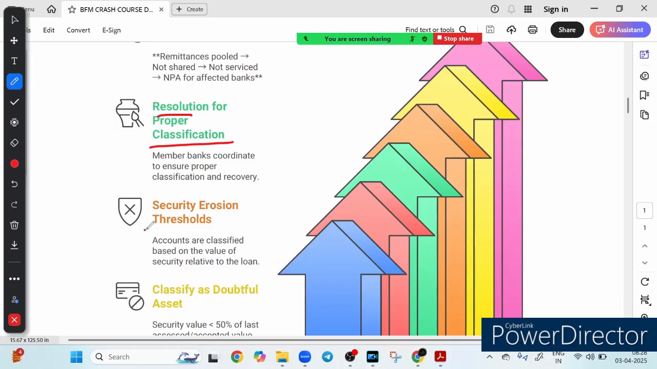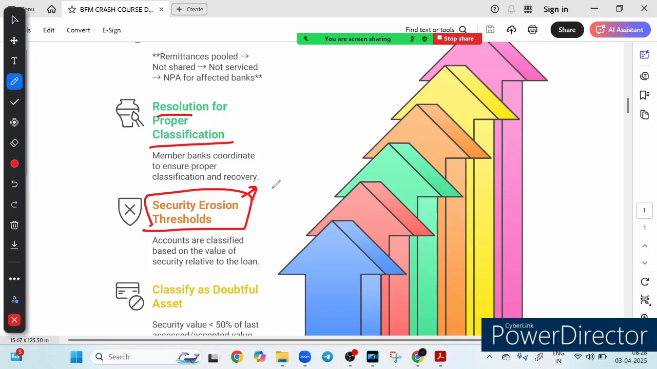Then we have something called security erosion threshold. What does it mean? This is the point at which the security backing the loan starts to erode. There is some security backing the loan, and the security starts eroding. Essentially, the value of security is evaluated, and if the security value drops, the classification of the asset changes accordingly.